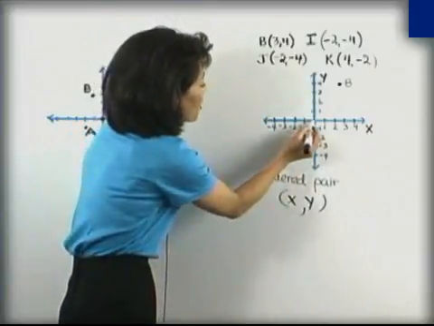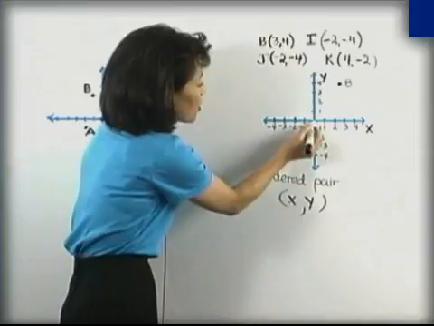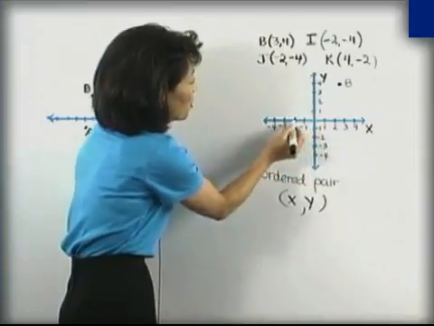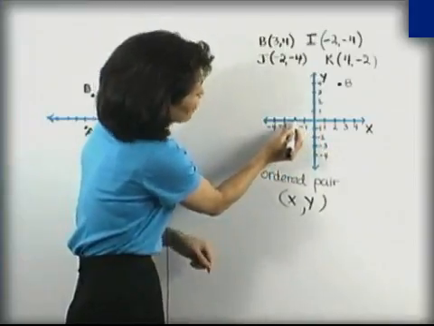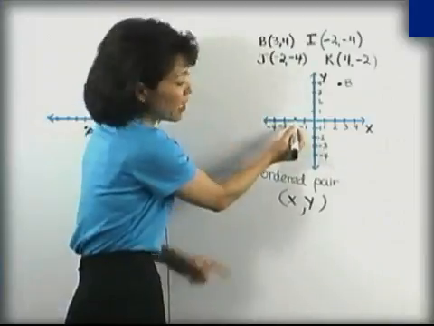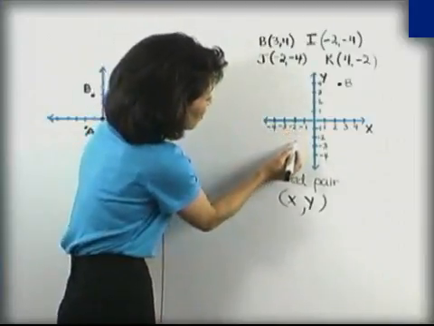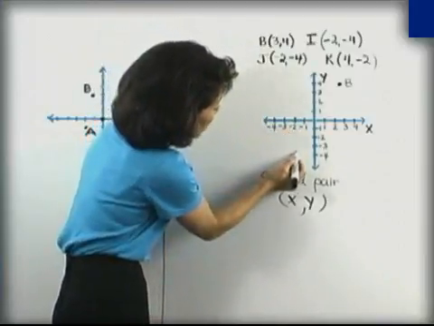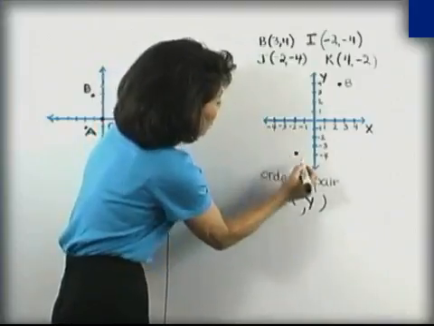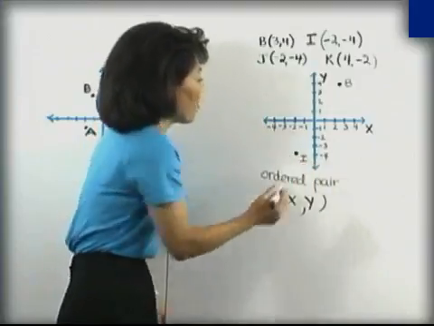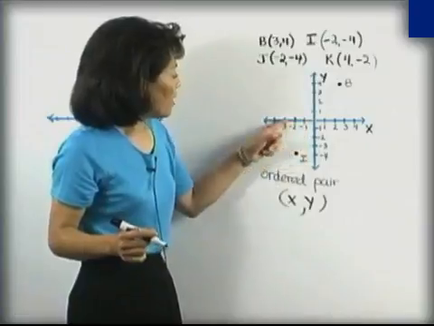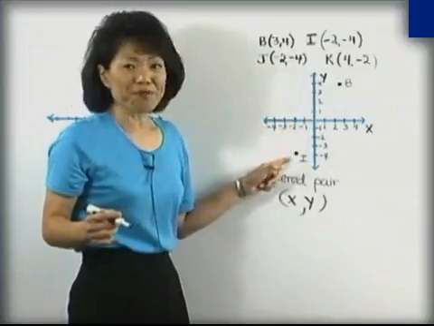And we're going to go in the negative direction along the x-axis, which is 1, 2, and then in the negative direction on the y-axis, which is going down, 4. 1, 2, 3, 4. So here we have this point here. We'll call it I. That's the graph of -2, -4.